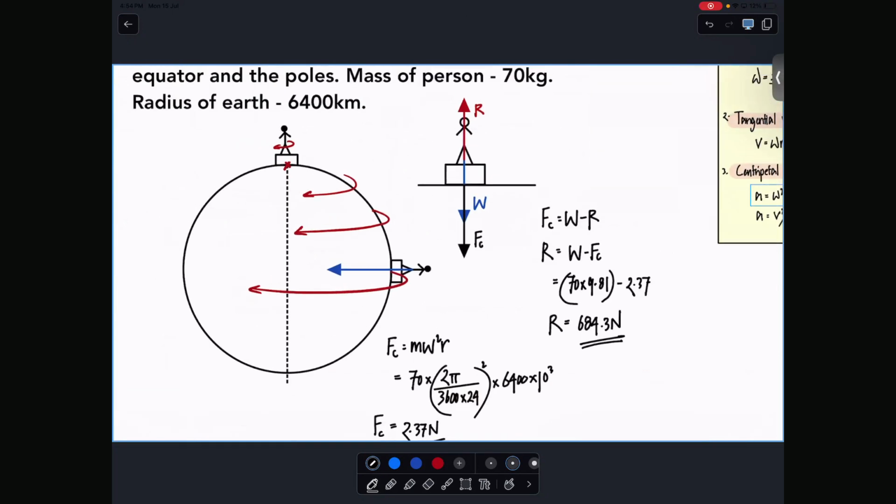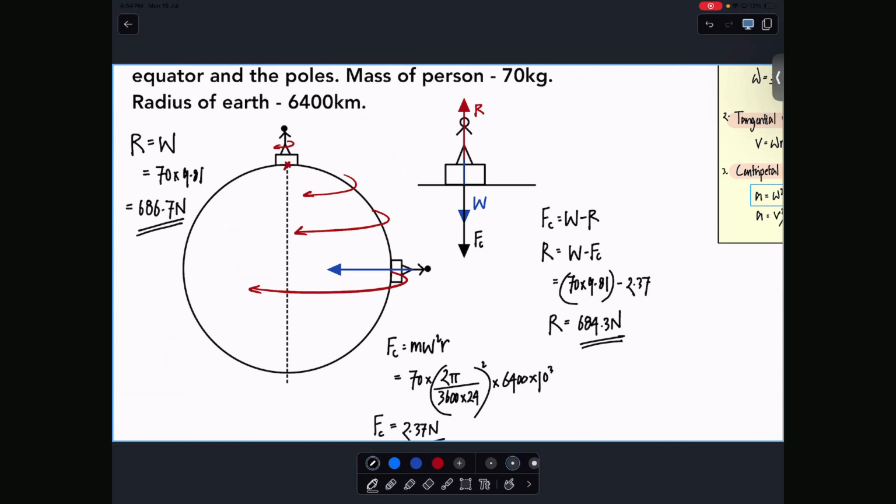Can you tell me what's the reading on the weighing machine at the pole? R equals W, because what's the centripetal force needed for the person standing at the pole? 0. Why is it 0? Because the radius is 0. So what should that be? 70 into 9.81. That's the actual weight of the person. 686.7.